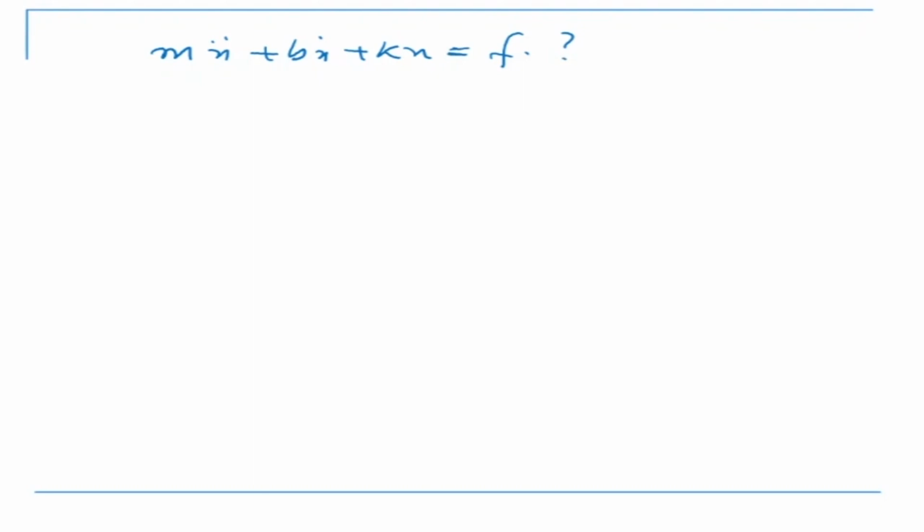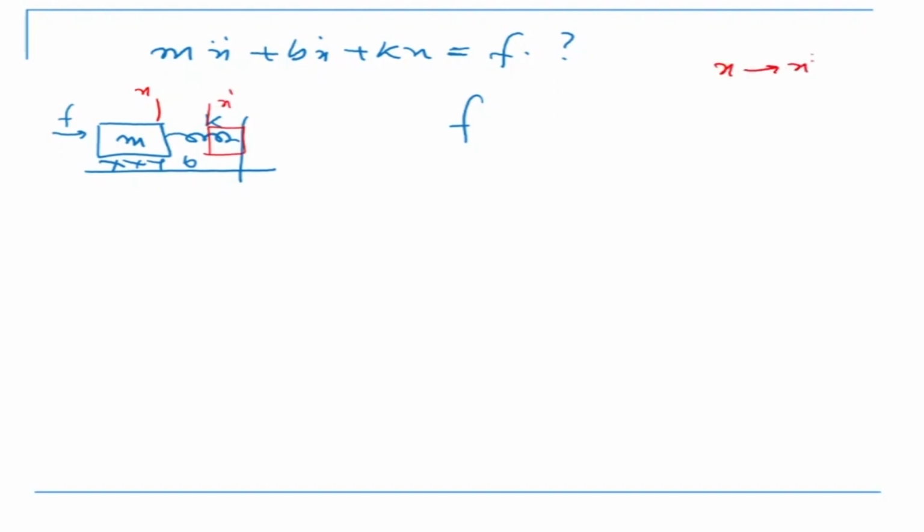Okay, now let's try and figure this out logically. So this is M, this is B, and that is K. Sorry, this is my K. So this is an M, B, K system. This is my F. Now, how much F should be applied? How do you answer that question? Now, suppose I am here at X and I want to go very far. I want to go to X dashed. So I basically want X to go to X dashed.